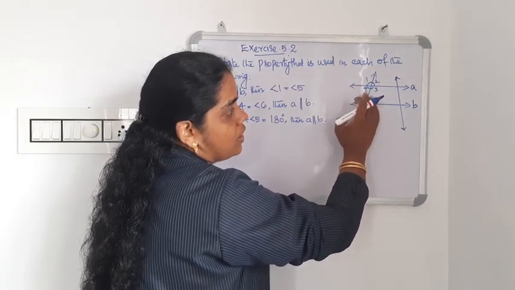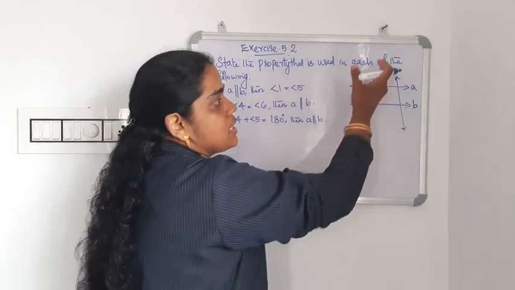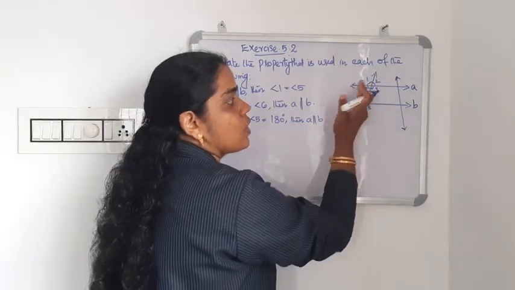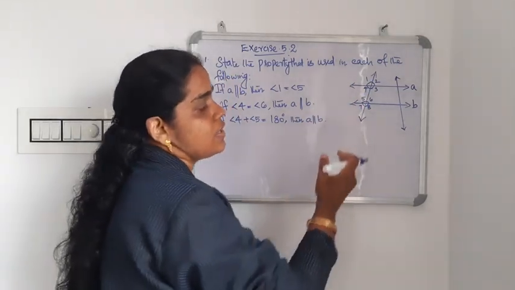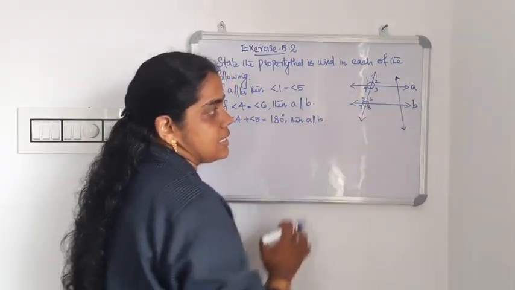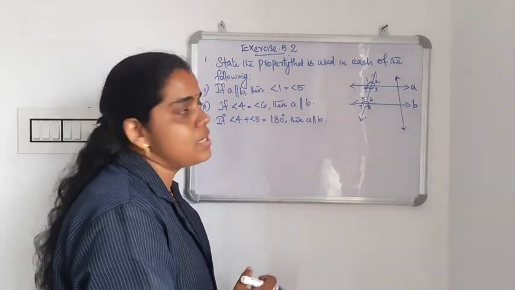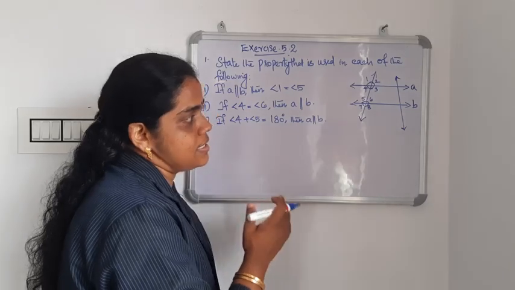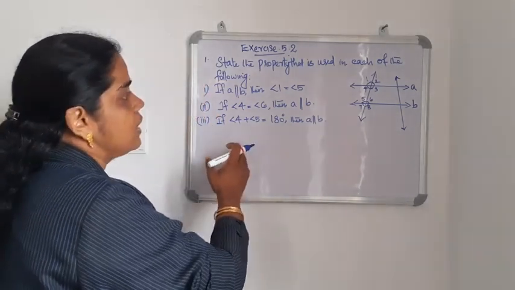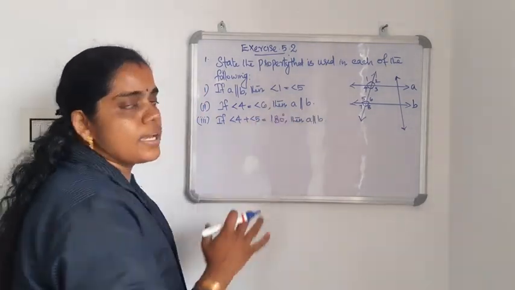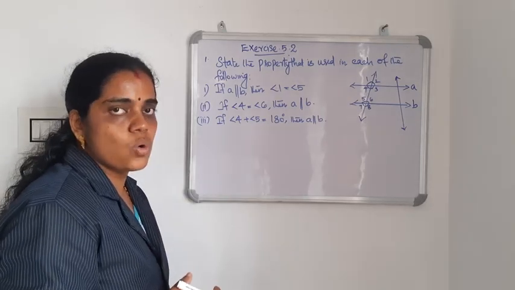4 and 5 are angles on the same side of the transversal. This is the transversal line, and 4 and 5 are on the same side of the transversal. In such a way, two more angles are there, 3 and 6. 3 and 6 are also on the same side of the transversal. So we need these three different concepts in this problem. This holds only in the case of two parallel lines cut by a transversal. All these properties hold.